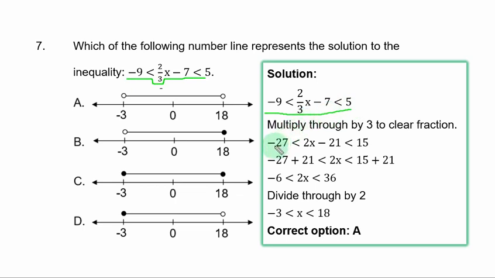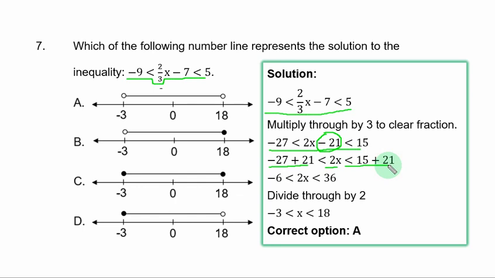So you have minus 27, that is minus 9 times 3, less than 2s minus 21 less than 15. We can solve it directly without breaking it down. So this is what happened. You transfer minus 21 to both sides, both left and right. So you have minus 27 plus 21 less than 2s less than 15 plus 21.